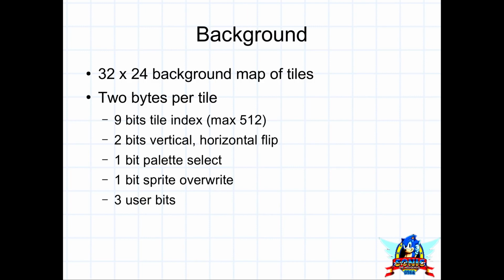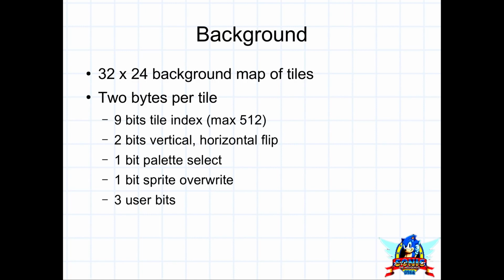Each tile in that background has 2 bytes. We can have up to 512 tiles to choose from, so we need 9 bits to select which tile we would like to show at this particular location. The hardware supports flipping the tile in both the vertical and the horizontal direction, so we have 2 bits to control that: vertically flipped, horizontally flipped, both or neither. We can pick one of 2 palettes, so 1 bit says either the base palette or the sprite palette.